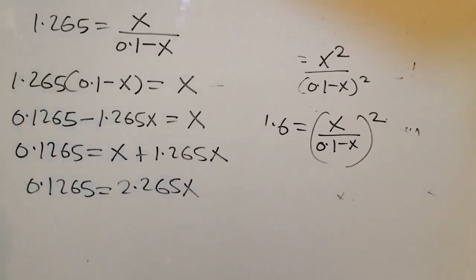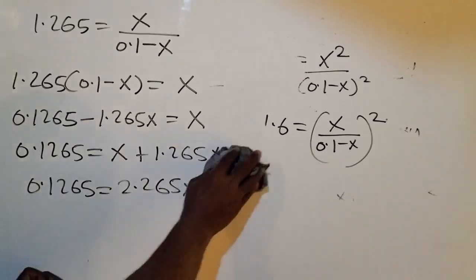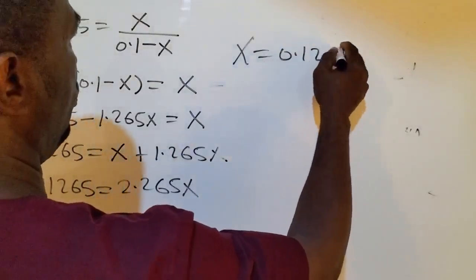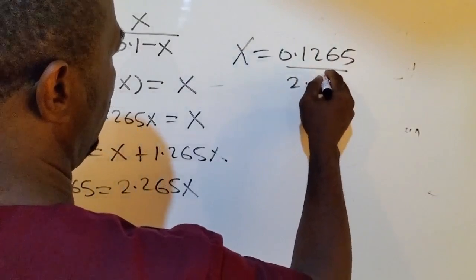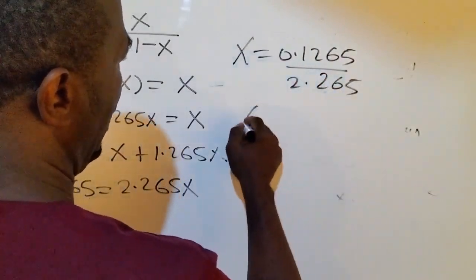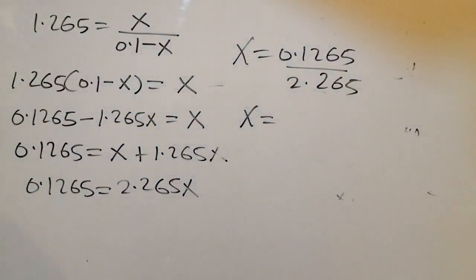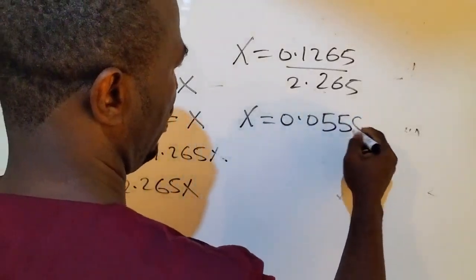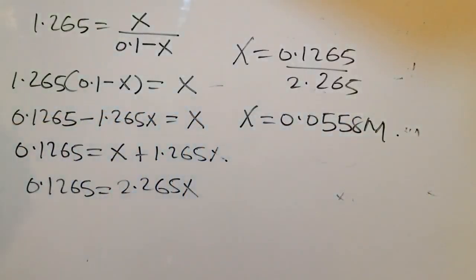So 0.1265 equal to 2.265S. So you solve for S by dividing both sides by 2.265. So S becomes 0.1265 all over 2.265. S becomes 0.0558 mole per dm cube.